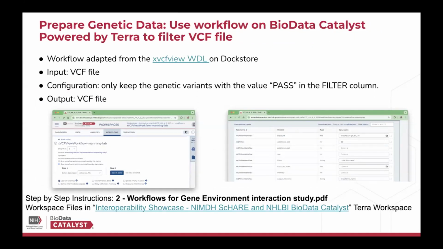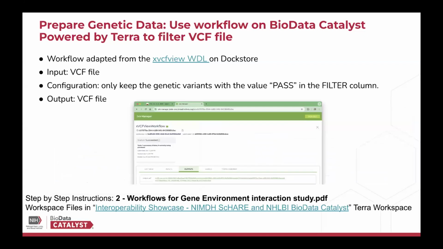We use a workflow in BioData Catalyst powered by Terra to filter the VCF file. We take the workflow that has been adapted from the XVCF WDL on Dockstore. The input will be the VCF file of the genetic chromosome that you want to use. We need to configure it to only keep the genetic variants with the value PASS in the filter column. The output should be a VCF file. You can see the output here, it's a VCF file.